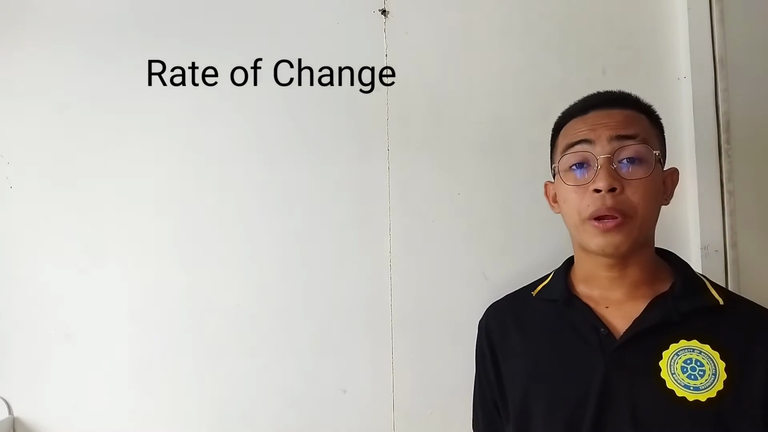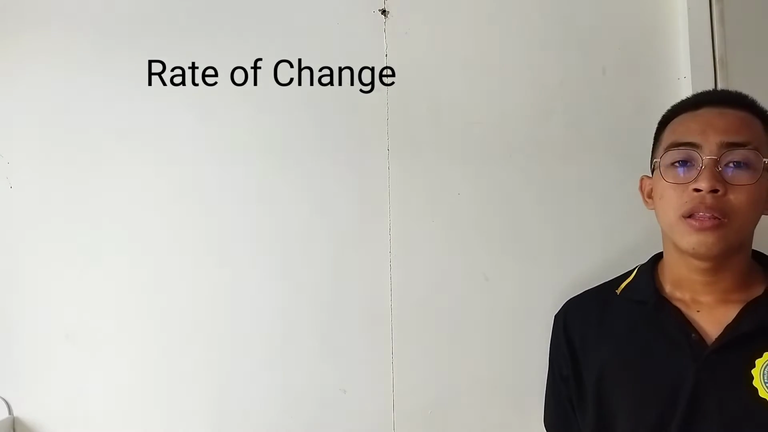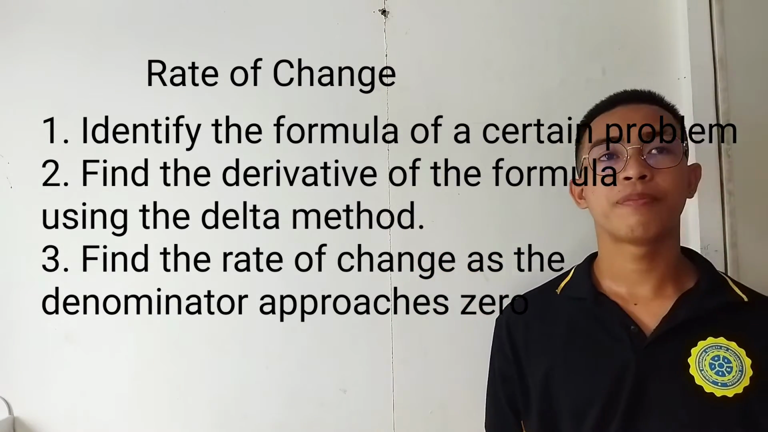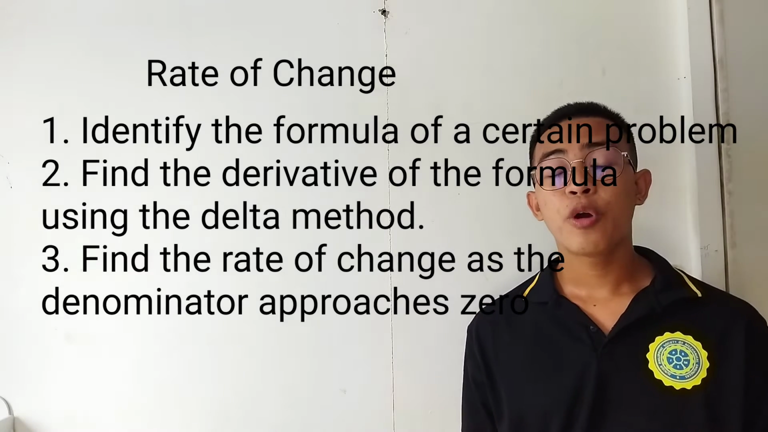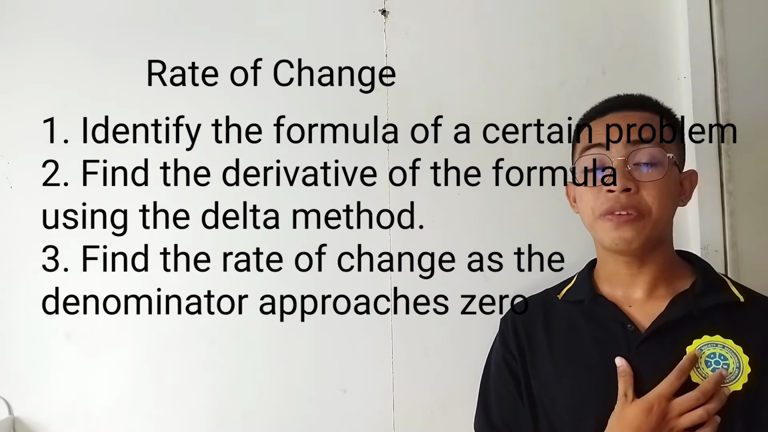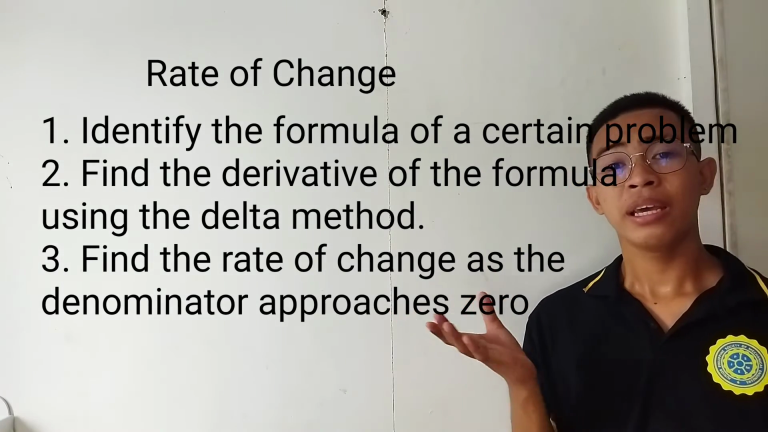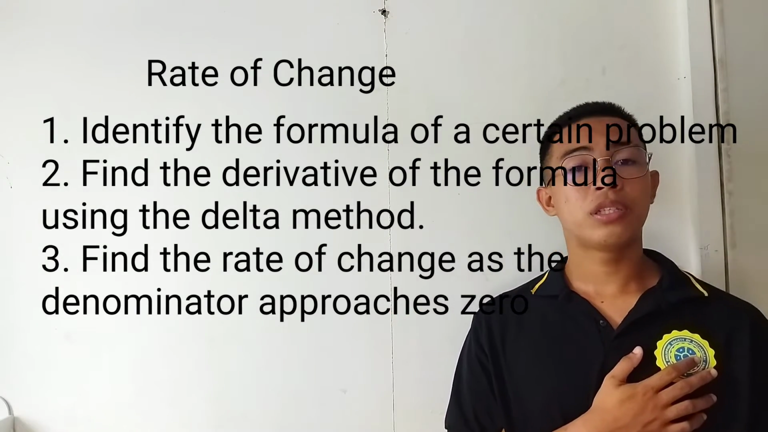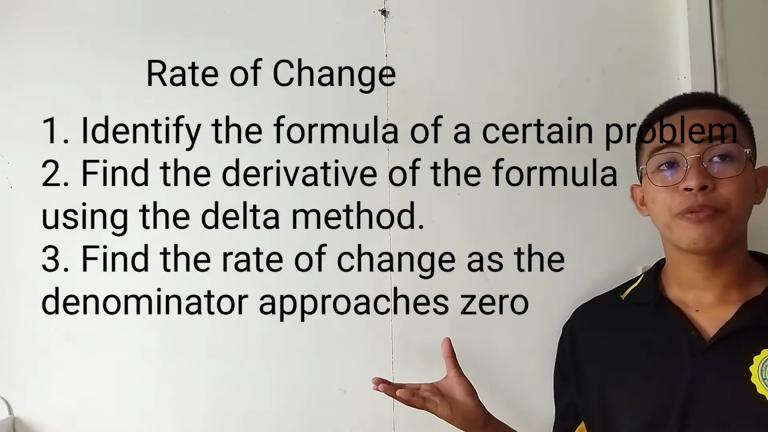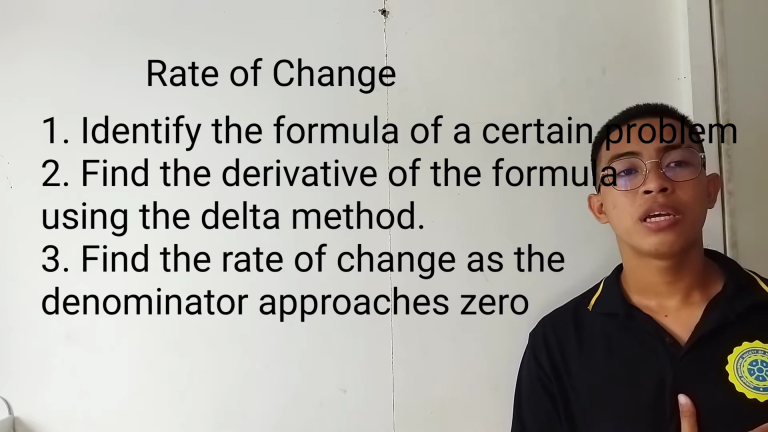Also, when we are talking about the rate of change, we will simply be following 3 main steps. The first step is to identify the formula of a certain problem. For example, when the problem talks about the volume of a circular cylinder, then your first step would be V is equal to pi r squared times height. Next, find the derivative of the formula using delta method. And the last step will be to find the rate of change from the derivative where the denominator approaches 0.